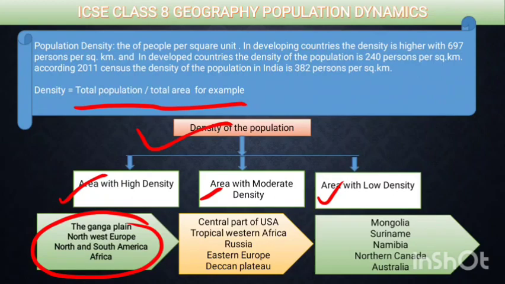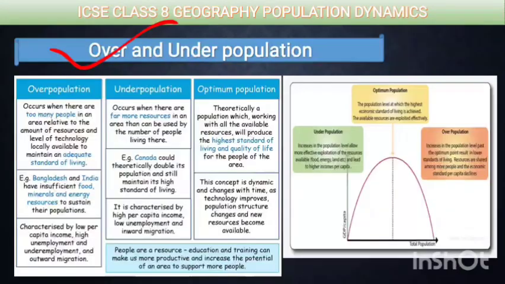Examples of moderately densely populated regions are the central part of USA, Russia, Eastern Europe, and in our India, the Deccan Plateau. And low density areas are Mongolia, Suriname, Namibia, Central Canada, Australia. These are the areas with low density.